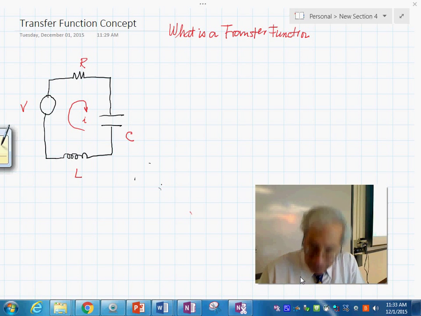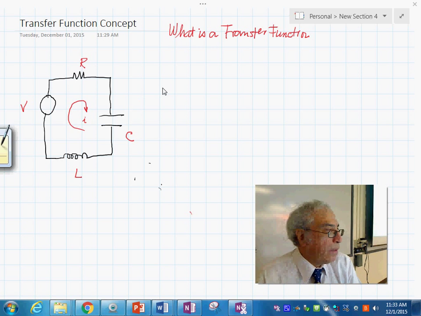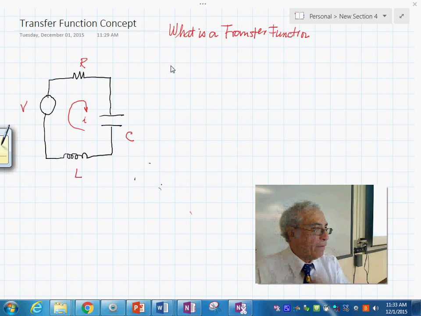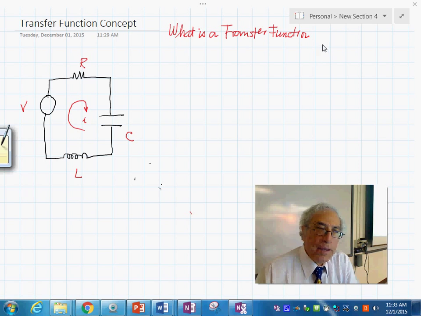We are going to see now a simple system that will allow us to explain what the transfer function is. The transfer function is a relationship between an output and an input. So in this particular case, we need to define what the input and the output is and find out that relationship. So let's see how that works.